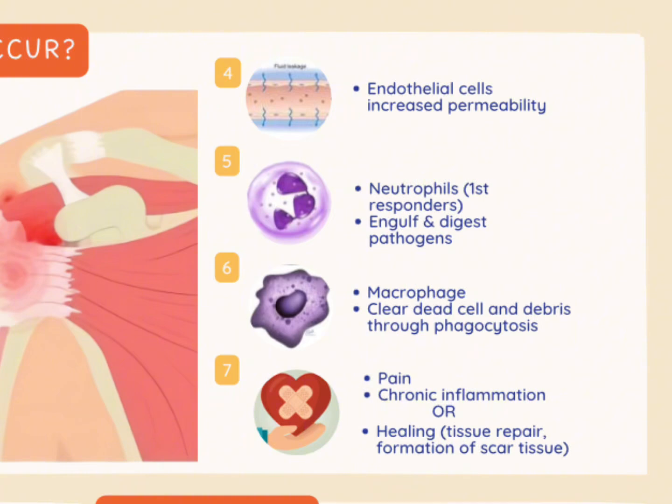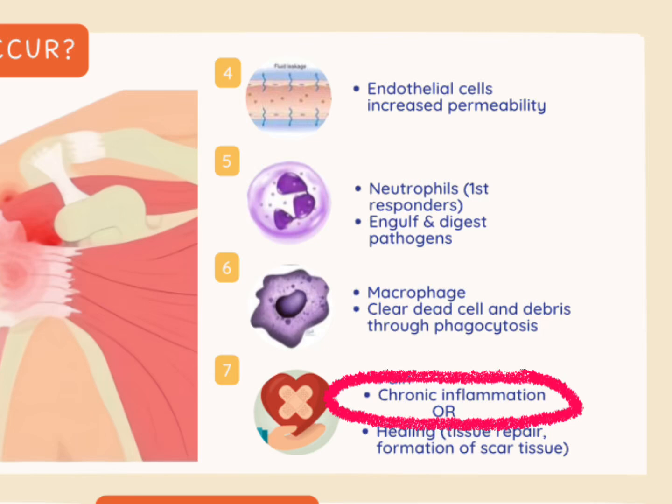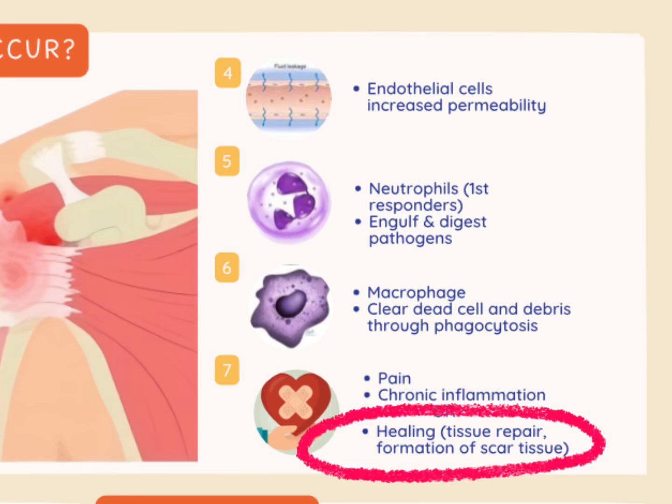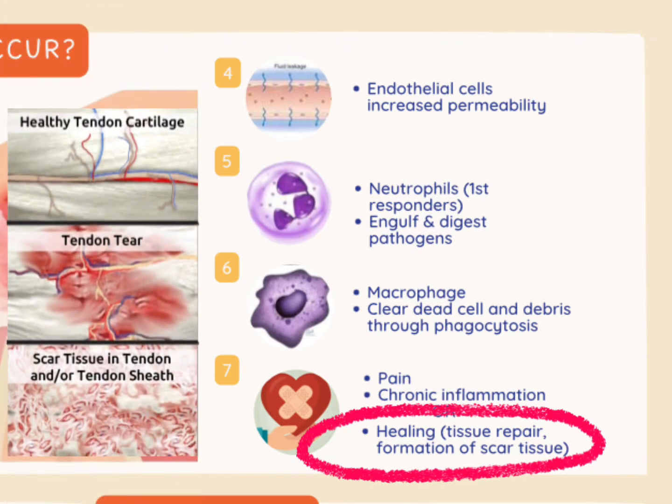Depending on the balance of inflammation and healing, two outcomes are possible. For the first one, there will be chronic inflammation, in which the inflammation persists and can lead to ongoing pain, tendon degeneration, and also reduced function. And the second possible outcome will be healing, as if the inflammation resolves, the body repairs the tissue, possibly forming scar tissue, restoring some or all of the tendon's function.